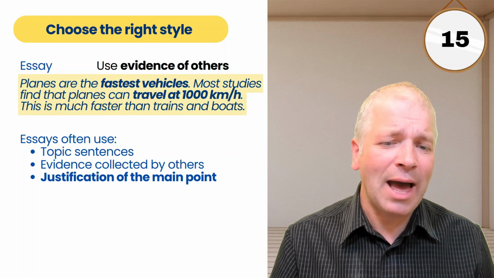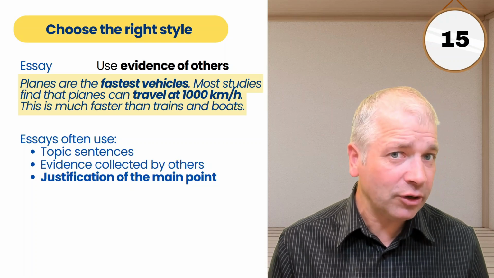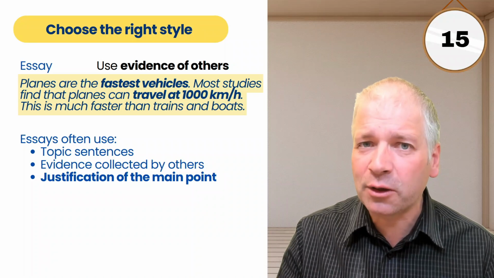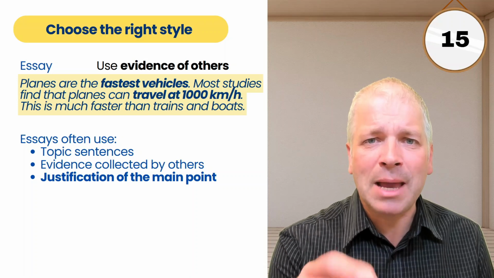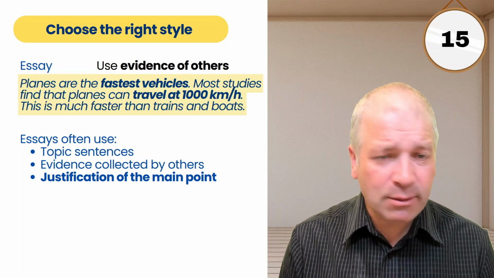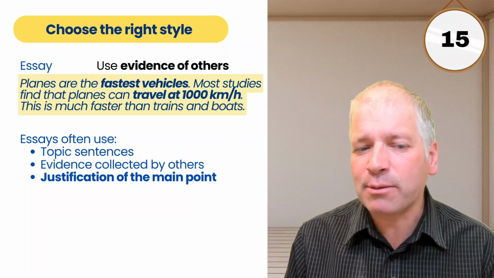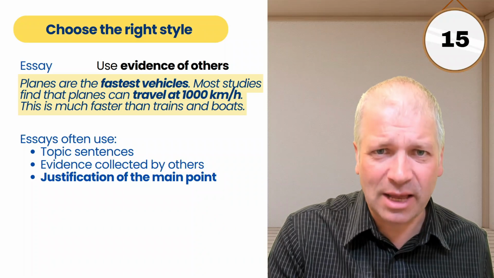Next, "travel at 1,000 kilometers an hour." Well, this is a justification of the main point. The main point is that planes are the fastest vehicles. So now, because it's an essay, we need to justify that main point with evidence. Planes are the fastest vehicles. They can travel at 1,000 kilometers per hour. That supports the information that we've presented in the first topic sentence.